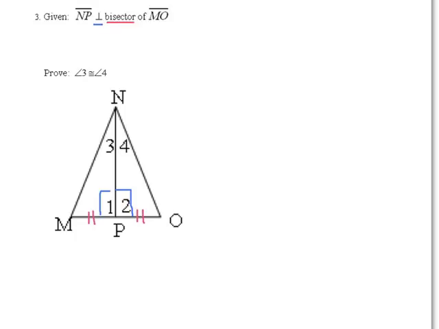Now, we're out of given information, but we do have this shared side up the middle. And so in order to prove that these two triangles are congruent, we're actually going to use SAS here. We don't know anything about these hypotenuses, but we do know something about these two congruent sides and the included angles, the right angles. So we'll use SAS.